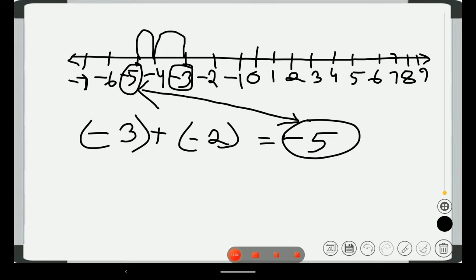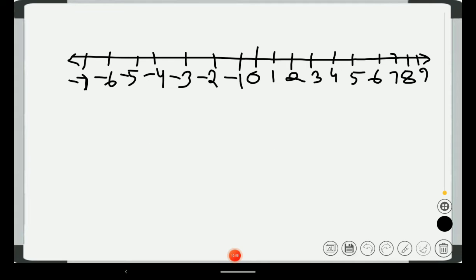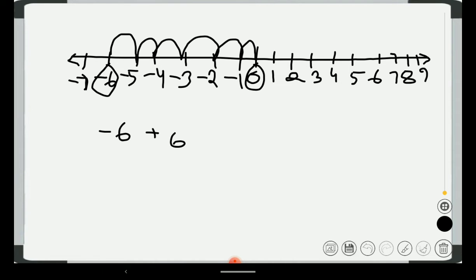Now let's take another example. Say minus 6 and add it with, say, 6. Then what would you get? Take minus 6. 1, 2, 3, 4, 5, 6. You landed on 0. Oh, sorry, if you go from 6 to minus 6, you would get 0 only. 6 jumps to the left.